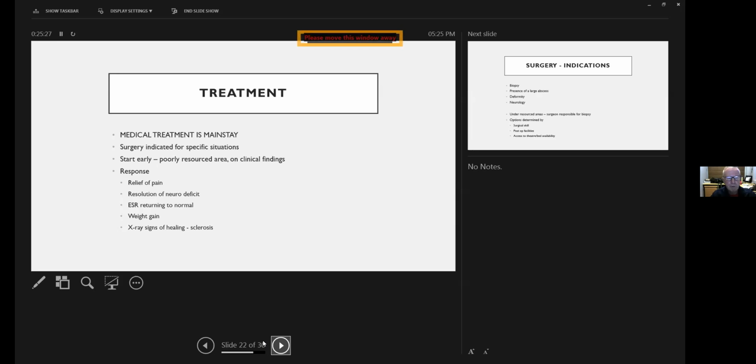So what is the response to treatment? Well, it's relief of pain. It's resolution of neurological deficit. It's an ESR or a CRP returning to normal. Importantly, it's weight gain, and it's X-ray signs of healing, which, as I said earlier, shows sclerosis. Okay, so let's go on.